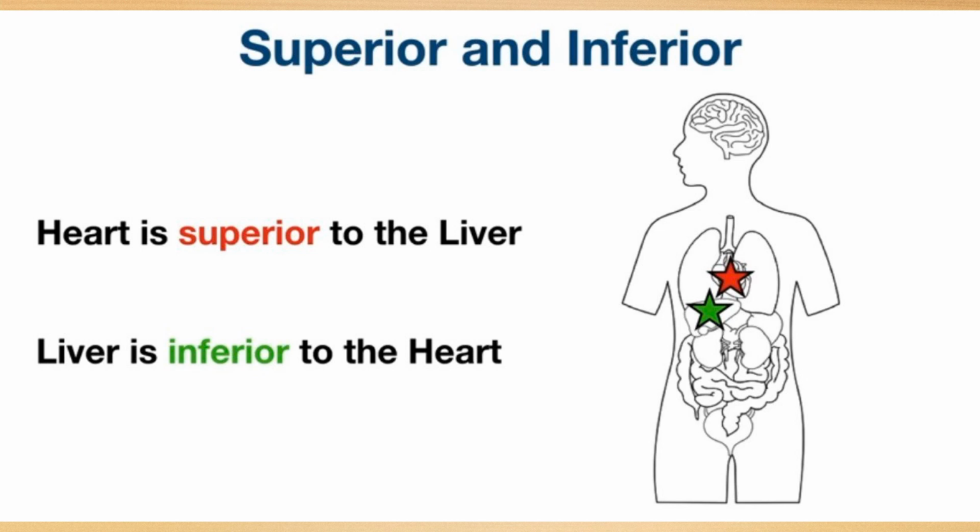This is another example, still talking about superior and inferior. We will use the heart and the liver as an example. We are comparing the heart and the liver. We notice that the heart is more towards the head, or more above, than the liver. So we say the heart is superior to the liver, and the liver is inferior to the heart. Very simple.